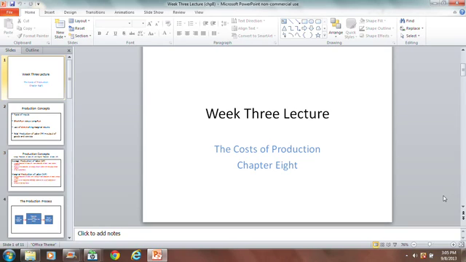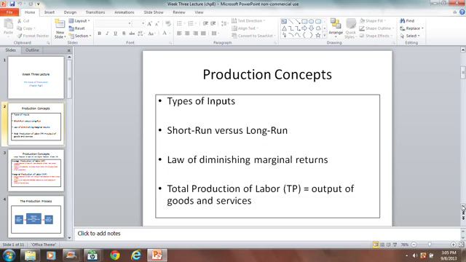And there are some concepts in the chapter, like the types of inputs and things of that nature, that you really want to be comfortable with as we go into this discussion. I will highlight some things I will assume that you have read in the book so that you can understand the cost of production story as I'm about to tell it. So we'll start by looking at production theory.